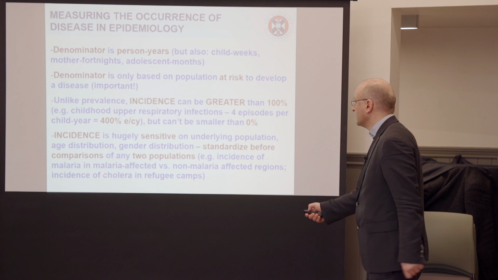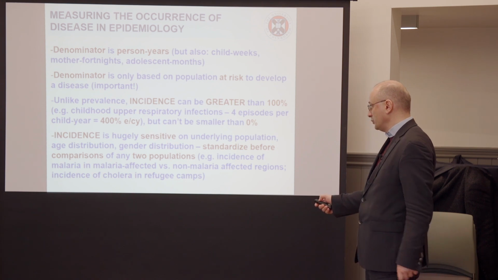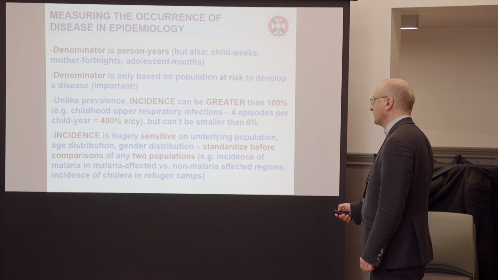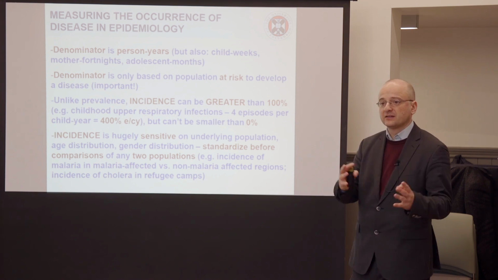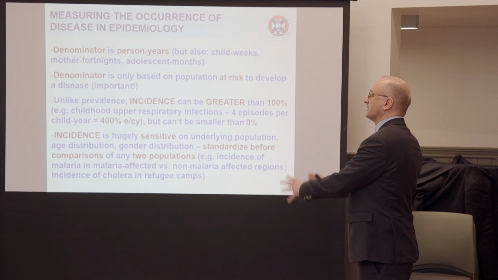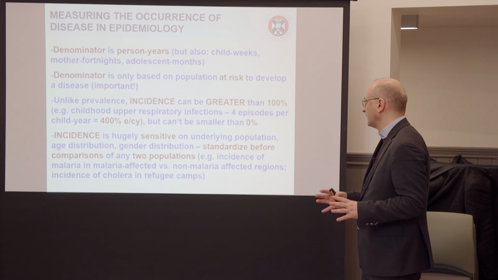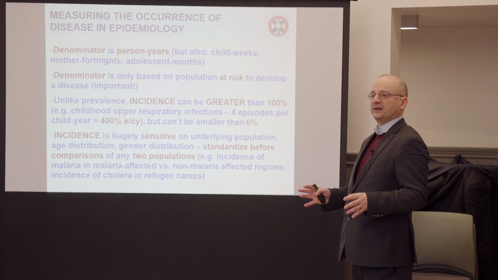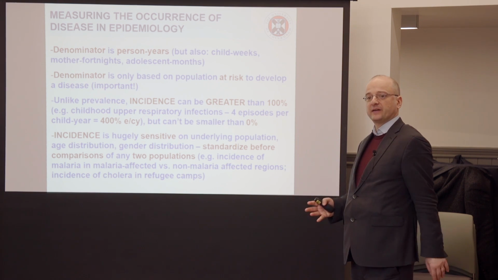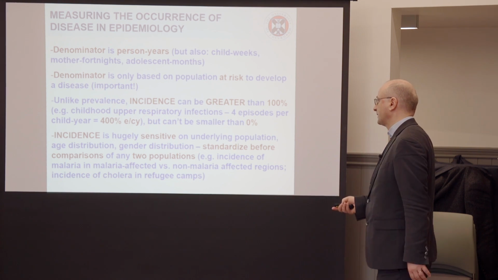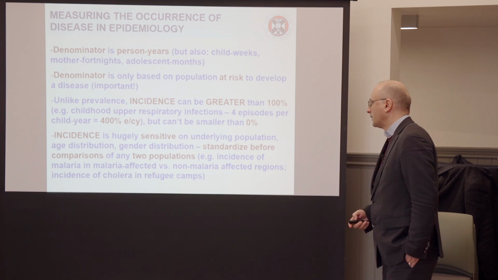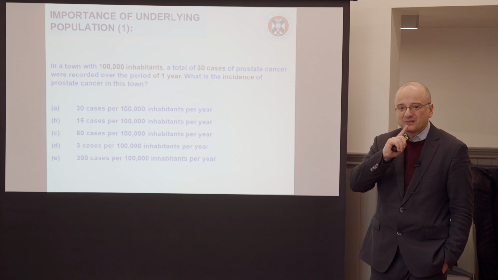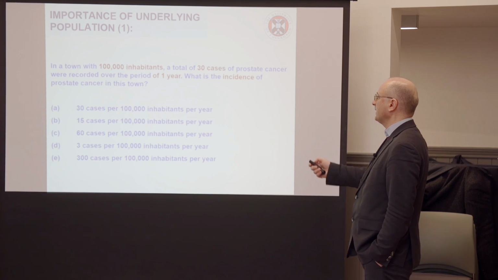I hope not. So incidence is hugely sensitive to the underlying population, to age distribution, gender distribution. So if you're comparing incidence in one population with another population, you absolutely need to standardize for any risk factors or anything that you know affects it before you make any comparisons. Now let's try to explain this.